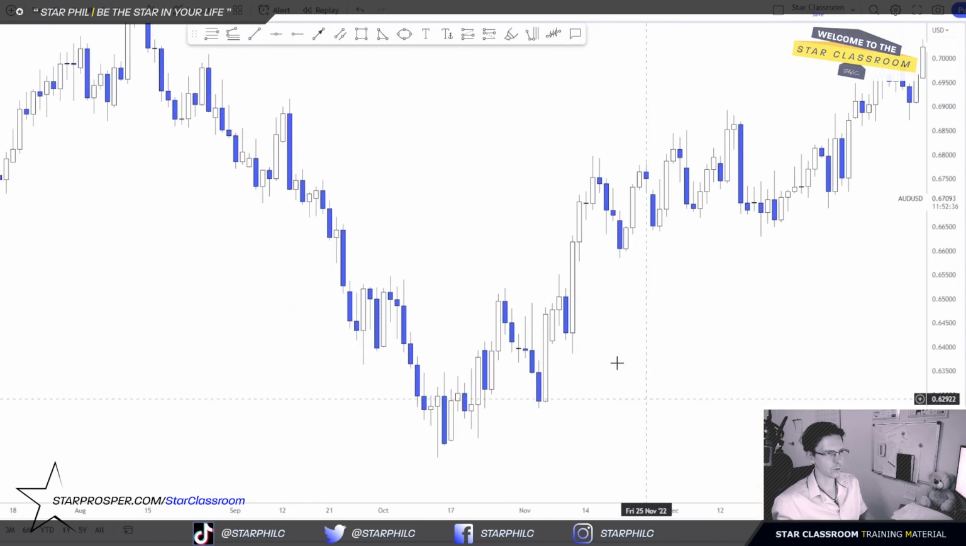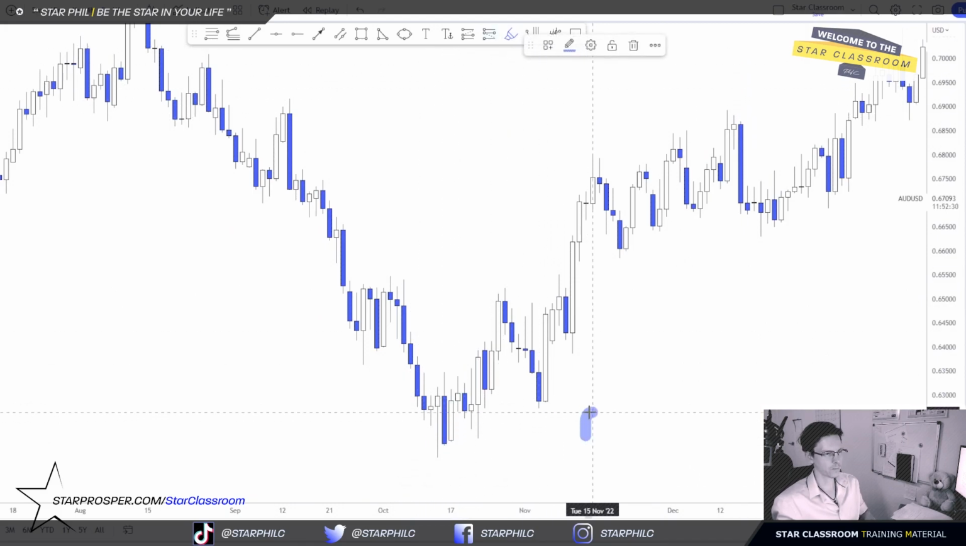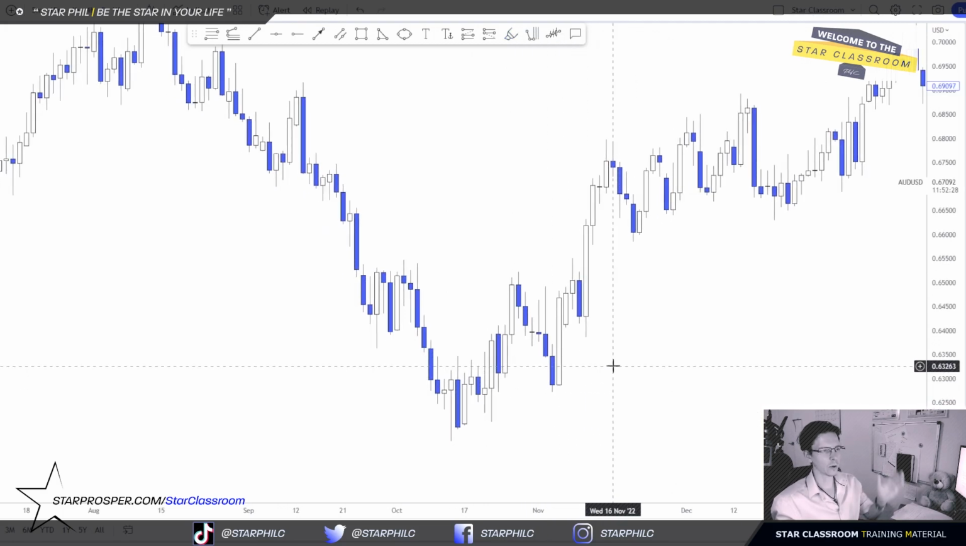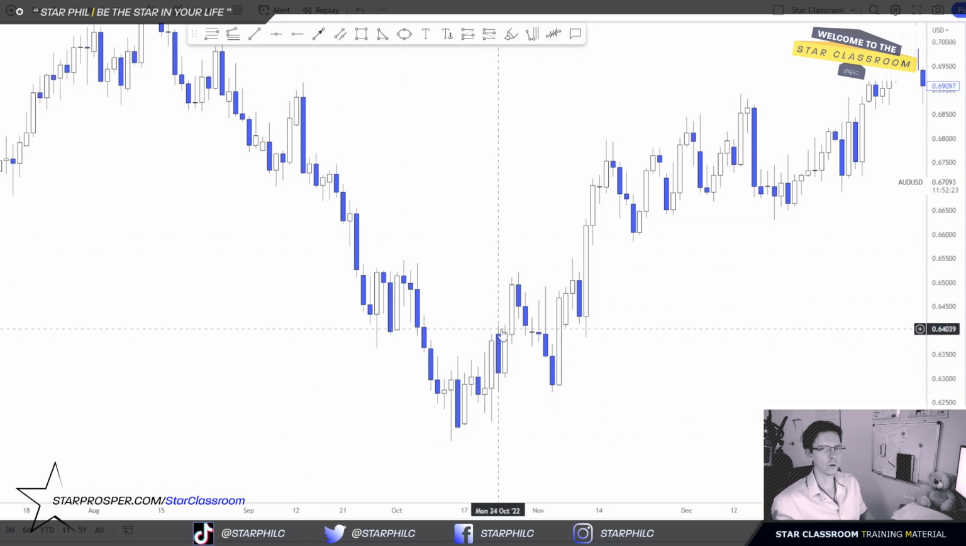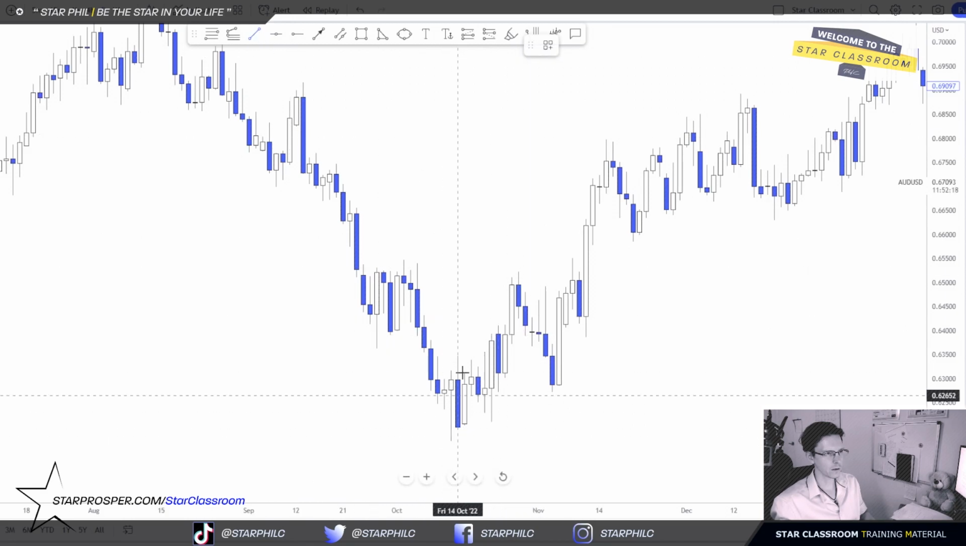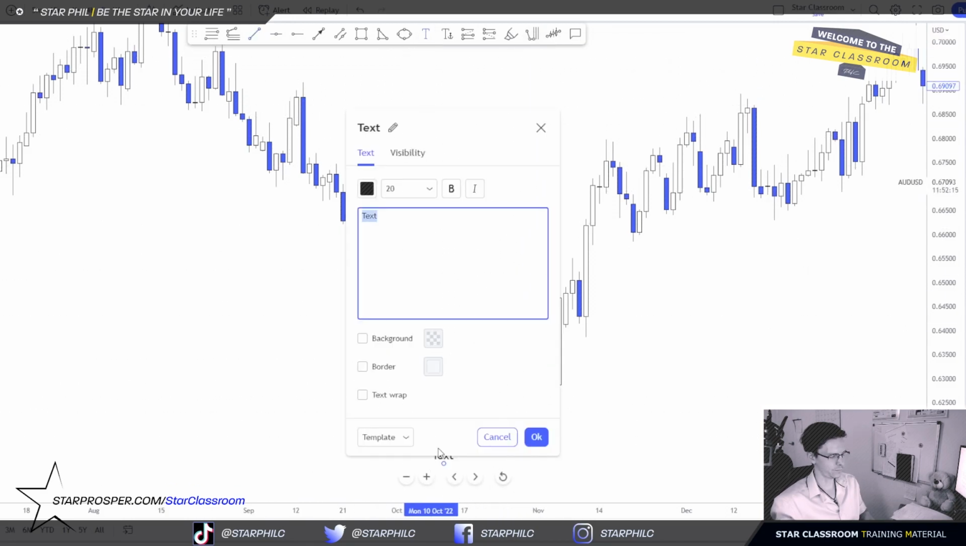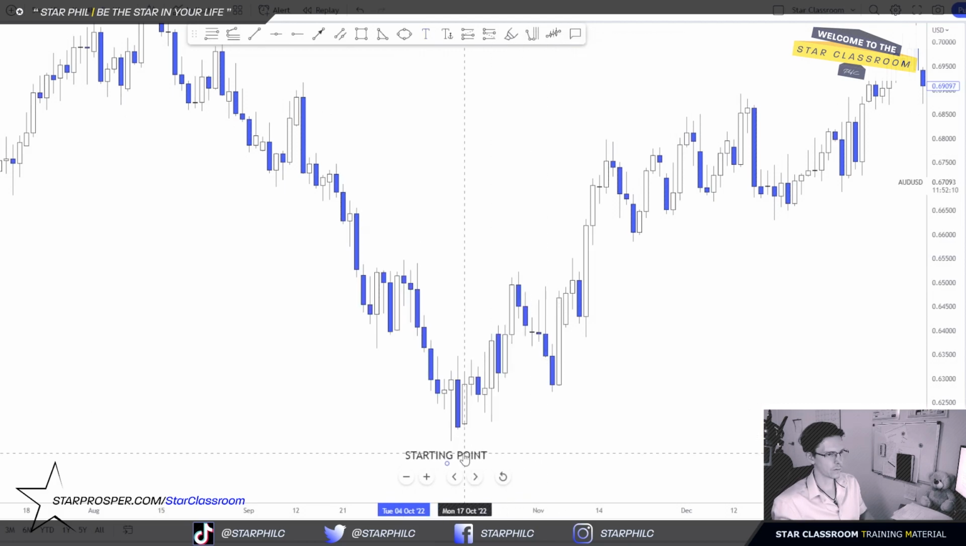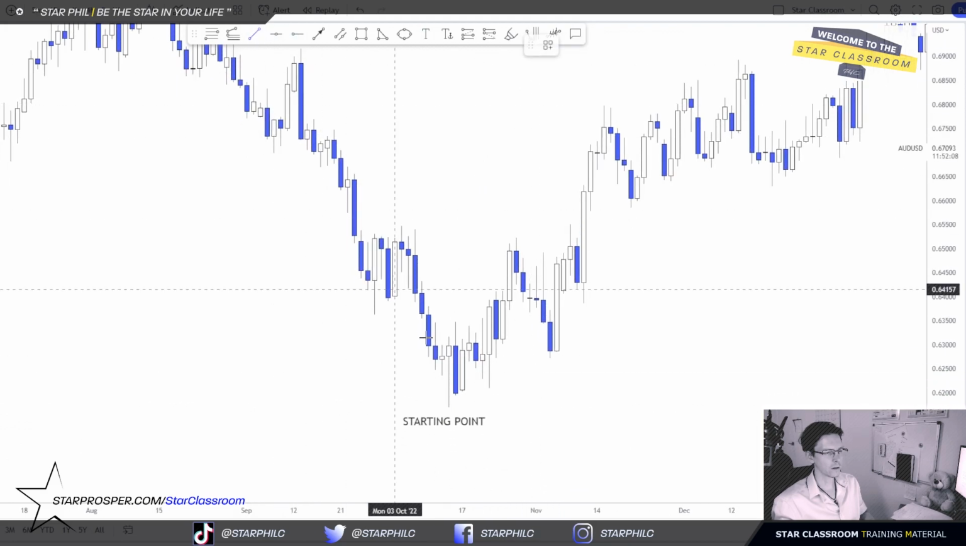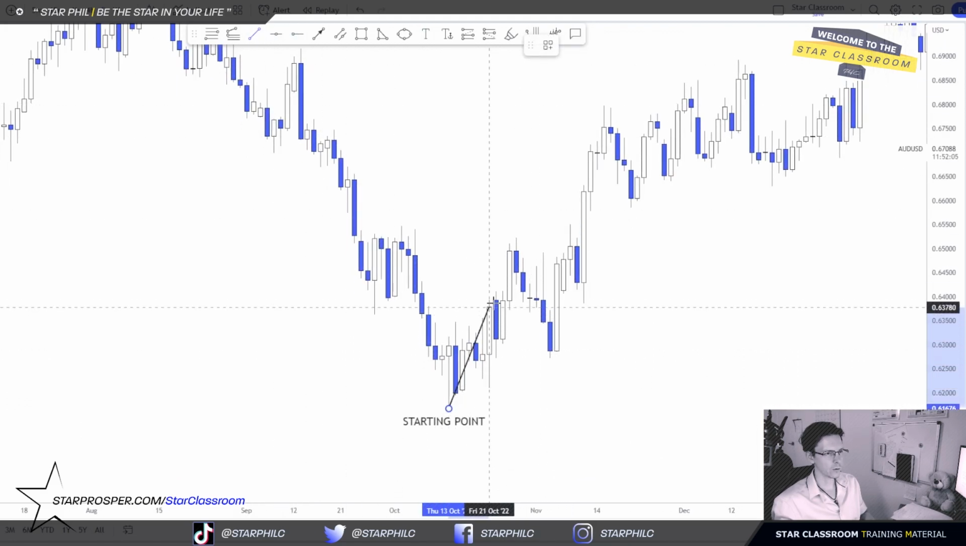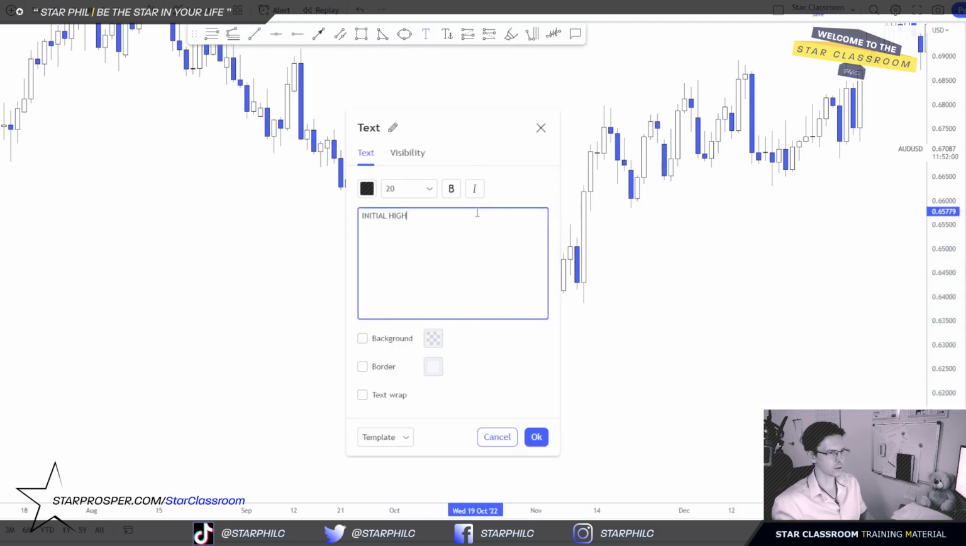So if we remove drawing tools here, this will be my starting point. So we're bearish, bearish, bearish. And then price action finally puts in that move towards the upside that we're looking for. So we have our starting point down here, like this. Then we follow the market. So we have an initial move towards the upside, initial high.